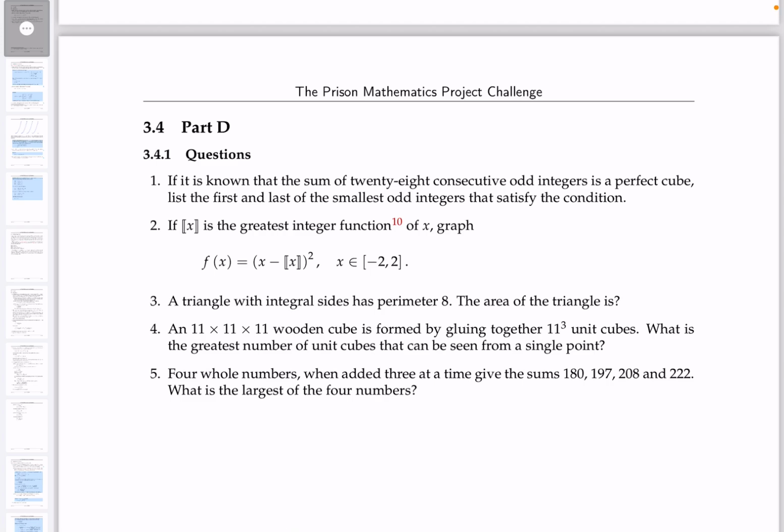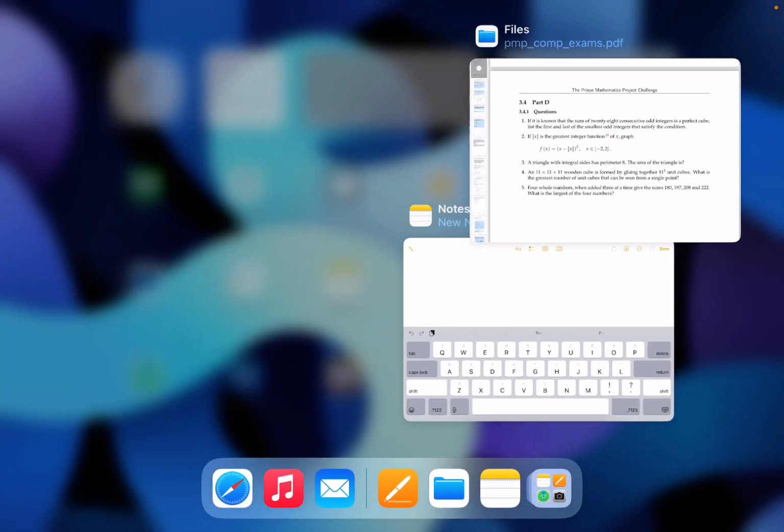Okay, here's a question, number one. It says, if it is known that the sum of 28 consecutive odd integers is a perfect cube, list the first and last of the smallest odd integers that satisfy the condition. Let's go to the whiteboard and try to figure this out.